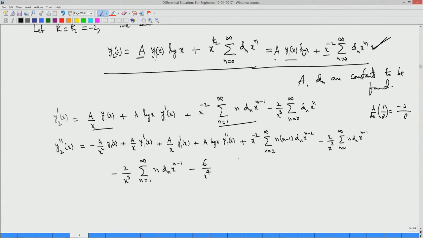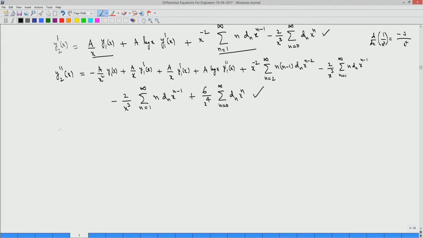So you have minus minus plus, so it's going to be plus, and you have n from 0 to infinity dn x power n. So this is what is your y2 double dash. Now substitute this y2, y2 dash and y2 double dash into the equation. The given equation is, if you substitute, x square into y double dash.